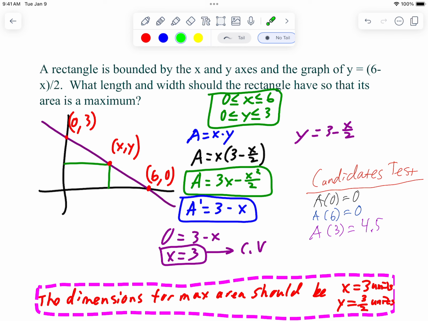Now, make sure we are answering the question. And as I mentioned before, it wants us to find the length and the width. I said those in terms of x is the length, and then y is the width, I guess, or height, so we got our dimensions.